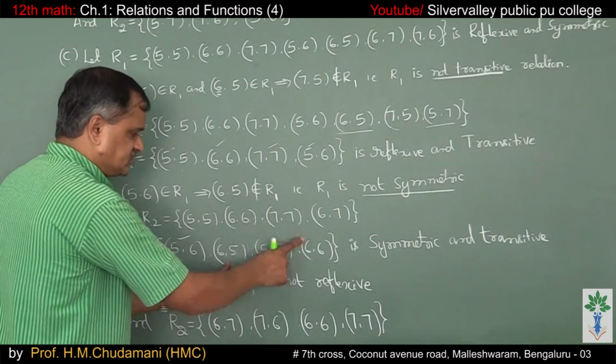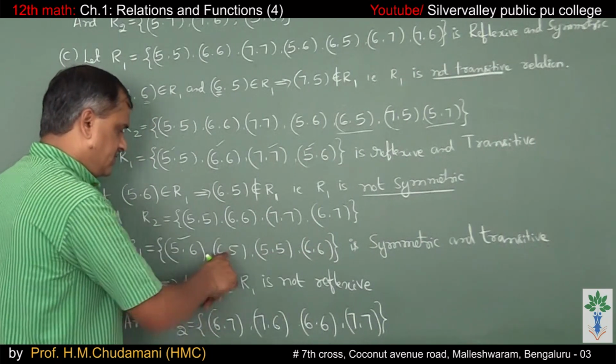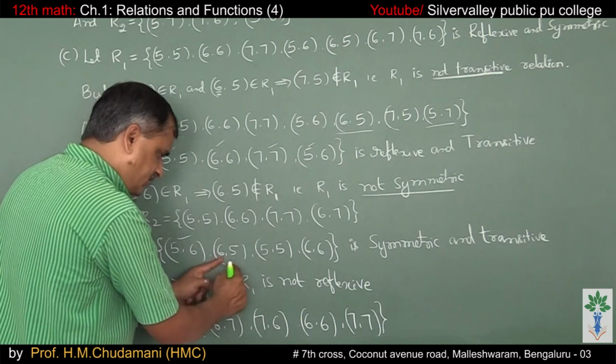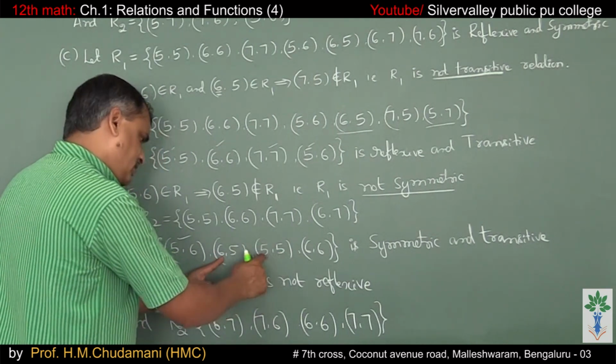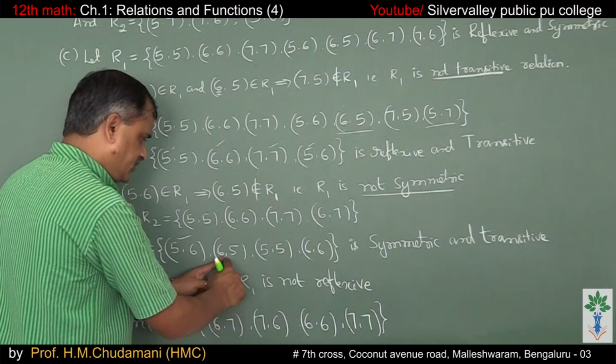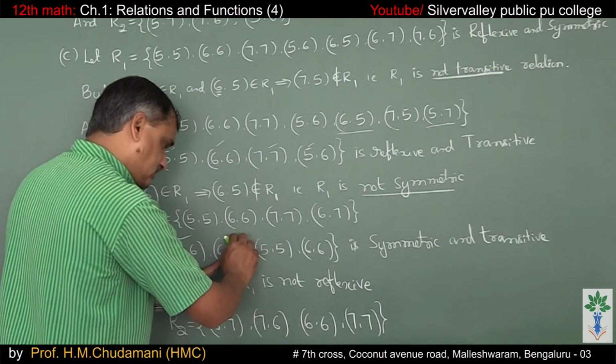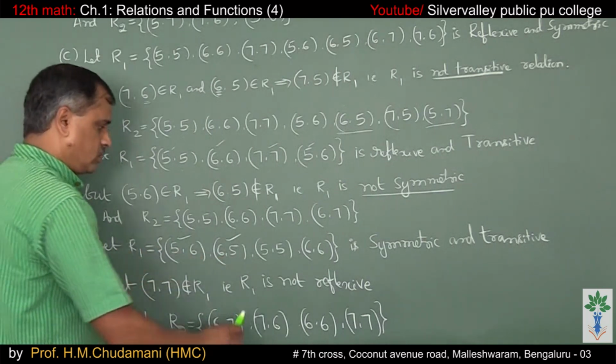We are left with the (6,6). It is there in the relation. With the (6,5), (5,5) we can take. Again we are left with the (6,5). It is transitive. With the (6,5) you can't take (6,6). So (6,5) got over.